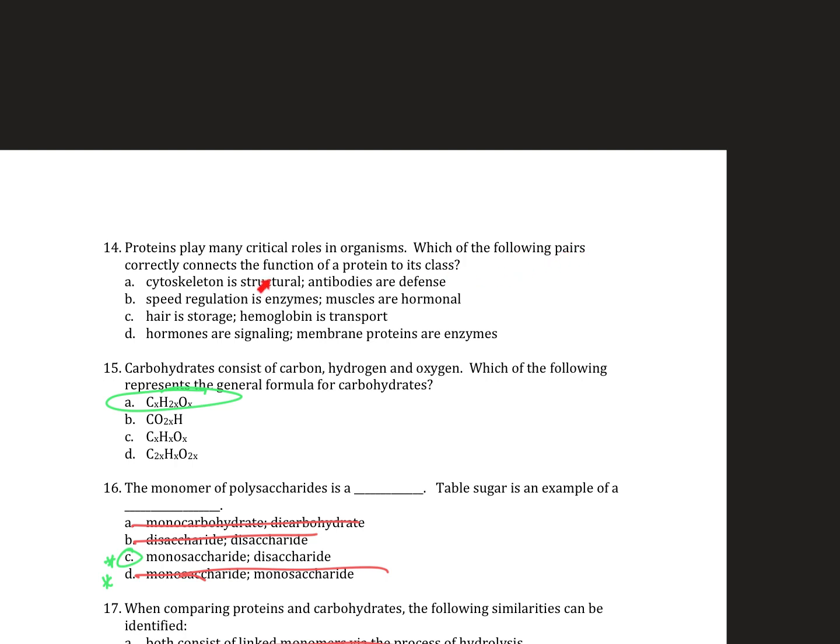Now here it says proteins play many critical roles in organisms. Which of the following pairs? This again is not something I expect you to know right now. You will need to know these though. If you're looking at these extra credit questions, expect them on the next test, because we're going to be covering this material starting tomorrow.